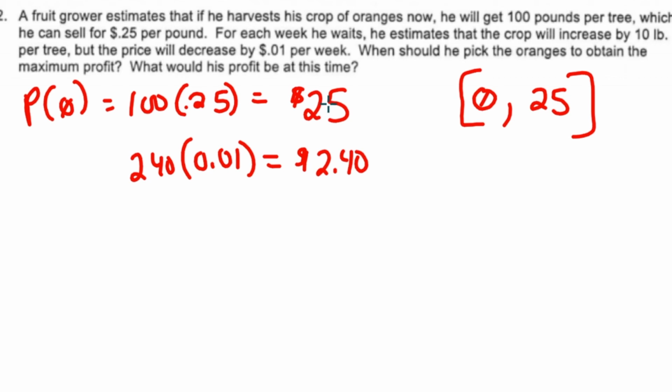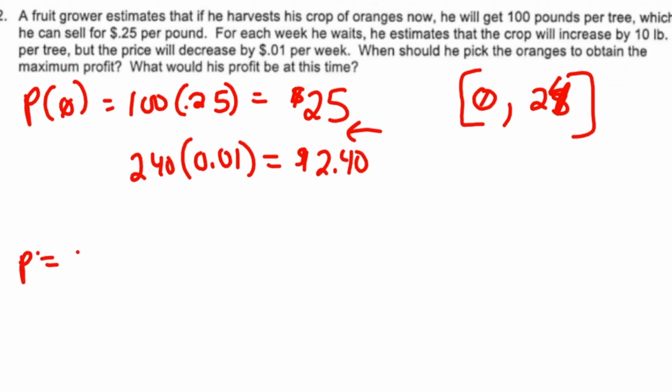So obviously, if we wait until the end of the season, we're not getting hardly anything for it. So we've got to find out somewhere in the middle here between 0 weeks and 24 weeks. I guess maybe that should be our end point over here, 24. There's going to be a number that is greater than that. So let's see what we're looking for here.